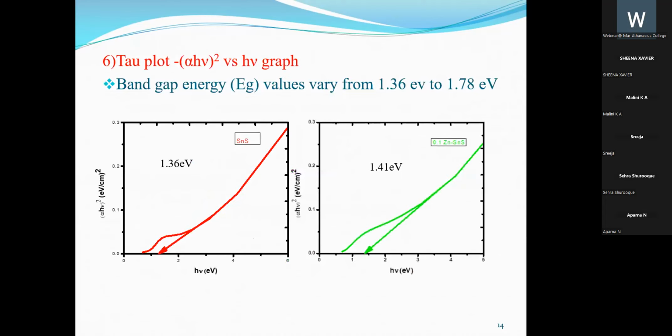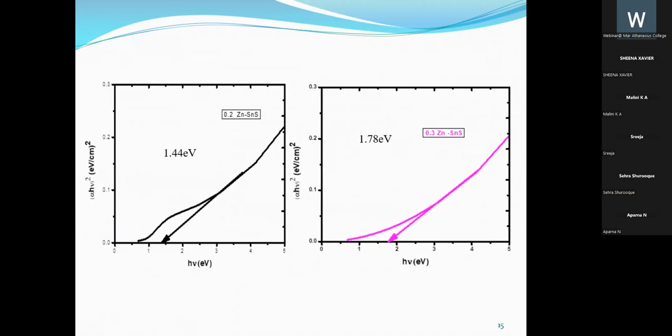And this is the Tauc plot for calculating the band gap energy of the thin film. So we got the band gap ranging from 1.36 electron volt to 1.78 electron volt. For pure SnS, the band gap is 1.36 electron volt, a direct band gap. For 0.1 Zn SnS, the band gap is 1.41 electron volt. For 0.2 Zn SnS, it is 1.44 electron volt. And for 0.3 Zn SnS, the band gap is quite high, that is 1.78 electron volt.